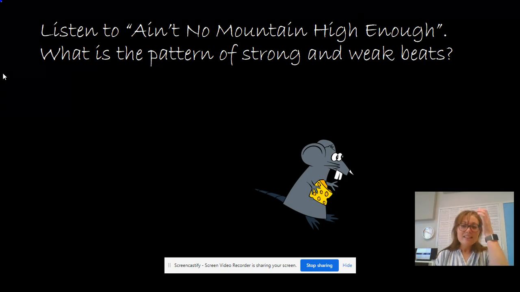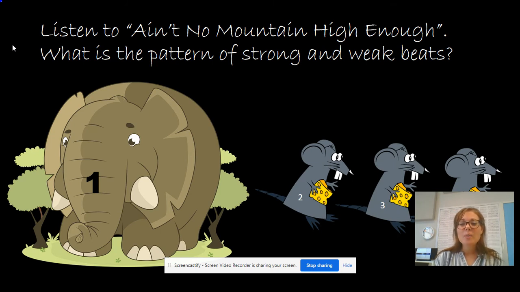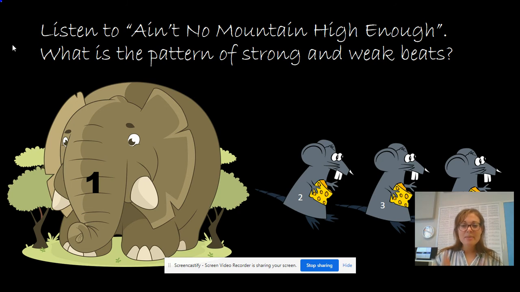Okay. It's a good song. Did you guys figure out the pattern of strong and weak beats in that one? The beats are grouped in four. Strong, weak, weak, weak. Strong, weak, weak, weak. One, two, three, four. One, two, three, four. I'm going to start the song over again. Pat on the strong beat. Clap on the weak beats.